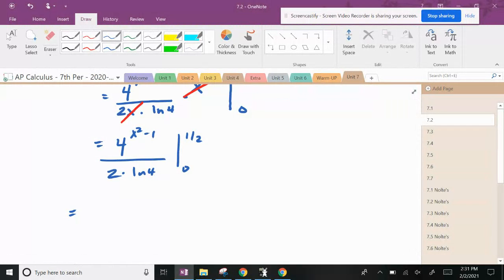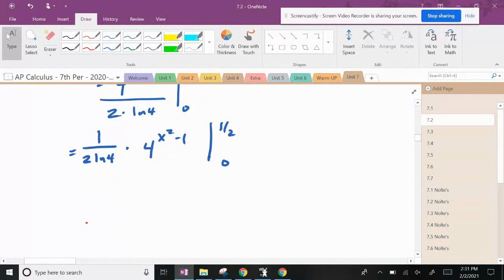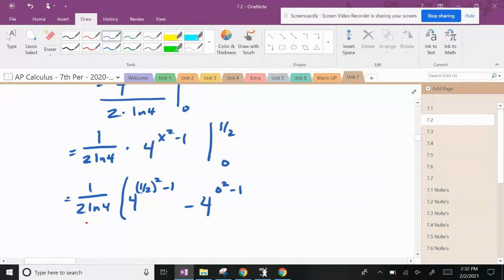You see how they both have the 2 natural log of 4 in the denominator. I'm going to pull it out like a greatest common factor. It just makes things look a little nicer. You don't have to do that. It just makes me feel better, to be honest with you. So then I could go 1/2, and now I can do a top minus bottom. So 4 to the 1/2 squared minus 1 minus 4 to the 0 squared minus 1. Does everybody follow that algebra?